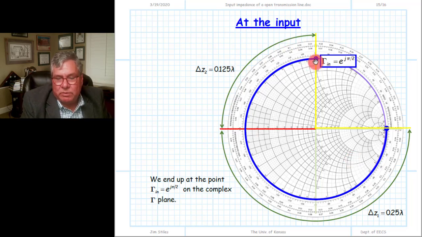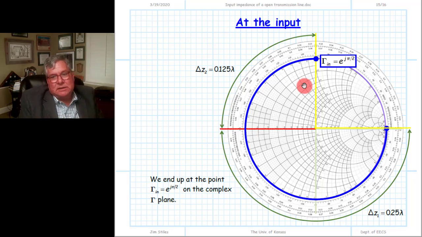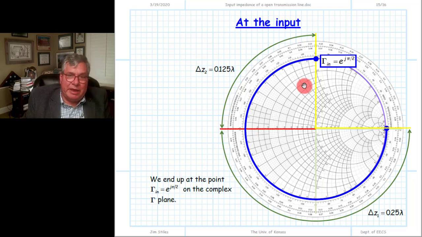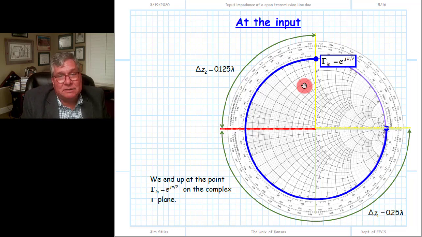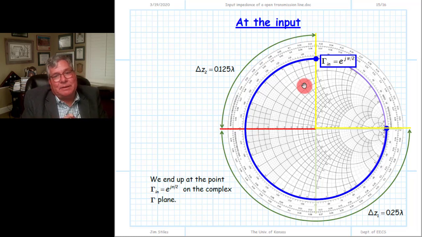The point where we stop represents the location in the gamma plane of the input reflection coefficient gamma N. And we recognize that location to be a complex number whose magnitude is 1, since it's on the unit circle, and whose phase now is 90 degrees, or pi over 2. We may or may not care about that value. What we're really interested in is the input impedance. And so we want to transform that input reflection coefficient into the normalized input impedance. And of course, that's very simple to do. We simply pick up our pencil and look at the intersection of our mapped impedance contours.